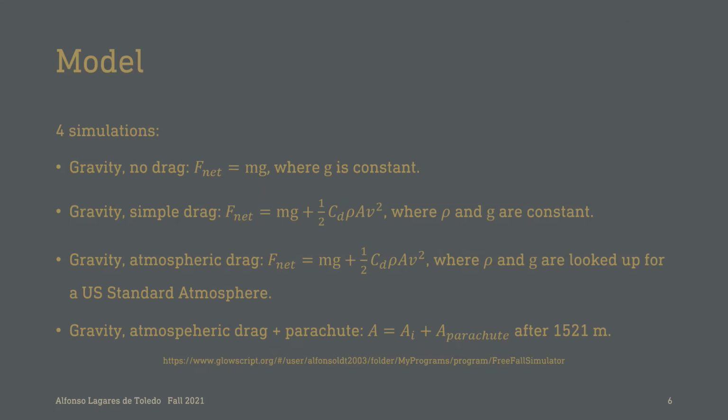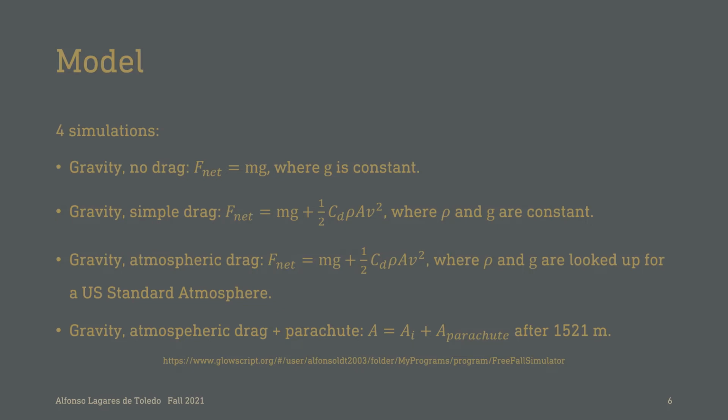In order to compare and evaluate the different approximations we made to understand the motion of the skydiver, I created four models that implement multiple interpretations of the problem at hand. The first model only calculates the force of gravity on the skydiver, assuming that gravitational acceleration is constant for all heights. The second model calculates both the force of gravity and the force of drag, assuming the gravitational acceleration and air density at sea level are constant.